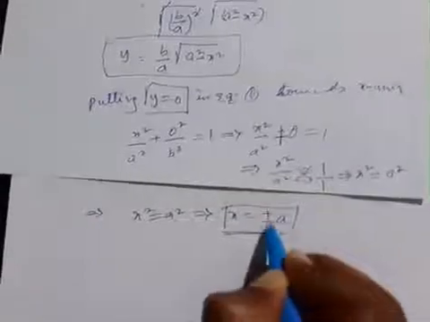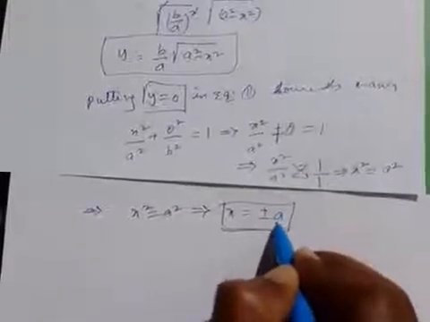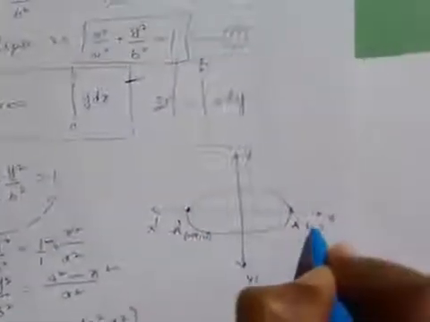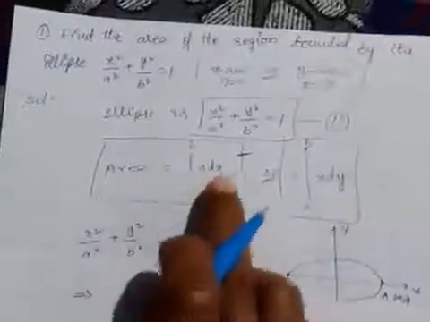So one x value is positive, the second x value is negative. So here negative a comma 0, here a comma 0. Observe, here we need to find the ellipse area. Ellipse area is integral a to b y dx.